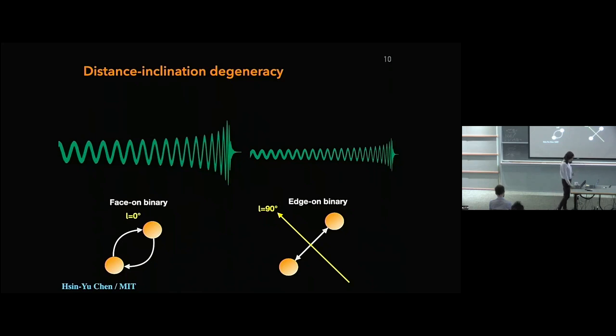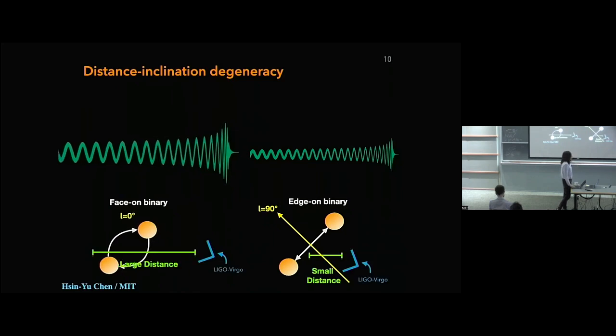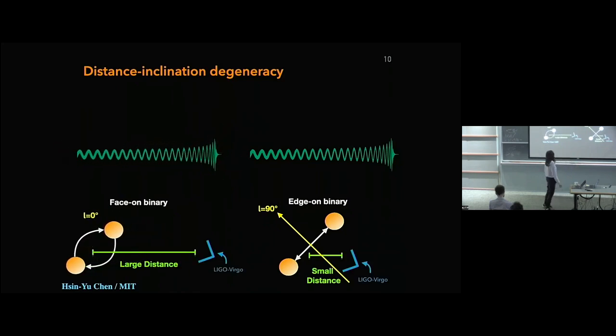However, if you push this face-on binary further away, then you can easily obtain a signal that looks pretty much the same as an edge-on binary that's closer. That's why, if you don't know the inclination angle of the binary, you can suffer from this distance-inclination degeneracy.